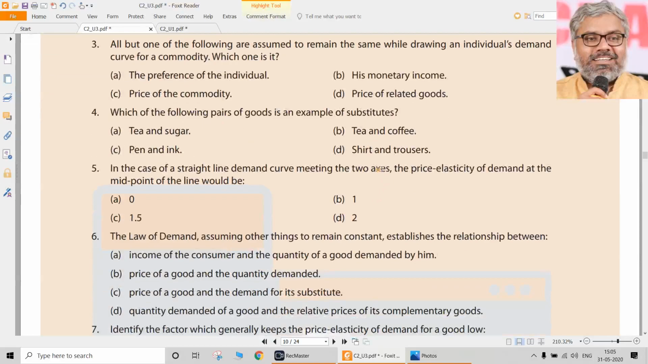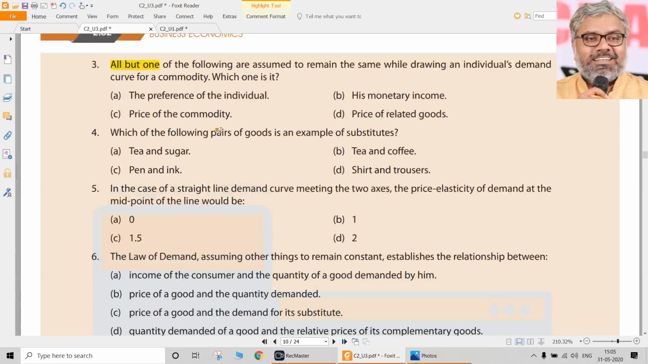Then question number 3. All but one. These are very important type of questions because you have to read them carefully and understand the meaning. All but one. In other words, we have an odd man out in these four. All except one of the following are assumed to remain the same while drawing an individual's demand curve for a commodity. So all of them are going to be the same whenever we are drawing a demand curve.